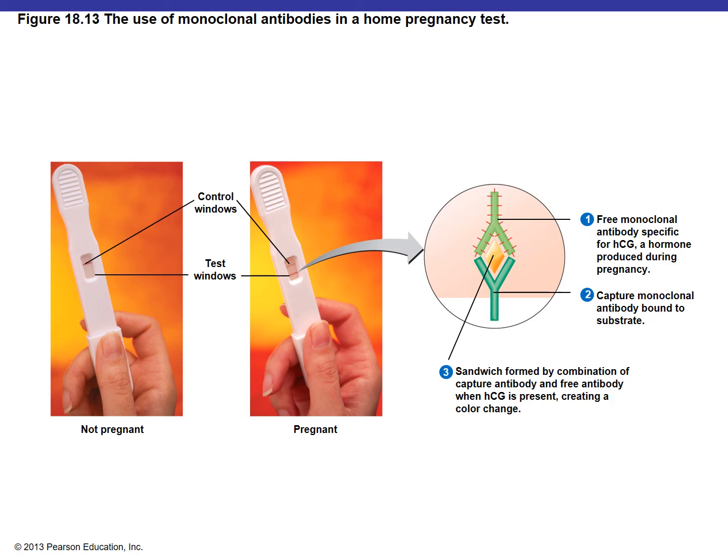The control has got to work for you to be able to trust this test. It's variable whether or not the test window works, that's dependent on whether the HCG is present, but the control window is just the antibody being bound by the antibody that would bind to the stem. So that's the control, and that one always has to light up for the test to be trustworthy. Pretty sophisticated for a test that you can buy at the dollar store for $1.